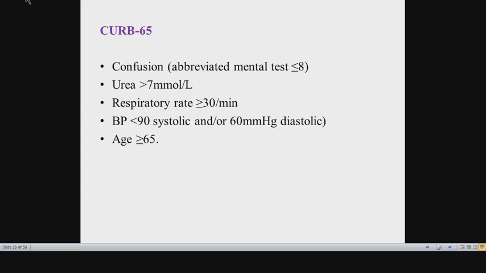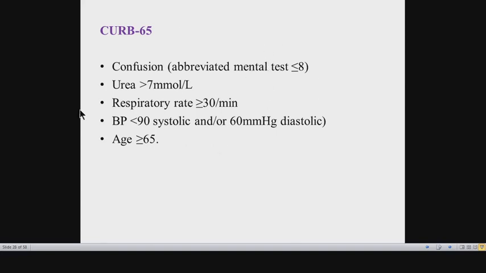This scoring system is called the CURB 65 scoring system, CURB 65. C stands for confusion. U stands for uremia, patients with high urea, ideally more than 7 millimole per liter. R stands for respiratory rate of 30 per minute or more. B stands for blood pressure, which is low blood pressure, hypotension. And eventually 65 stands for the age of the patient, 65 years old or more. Each one of these parameters will give you 1 point.